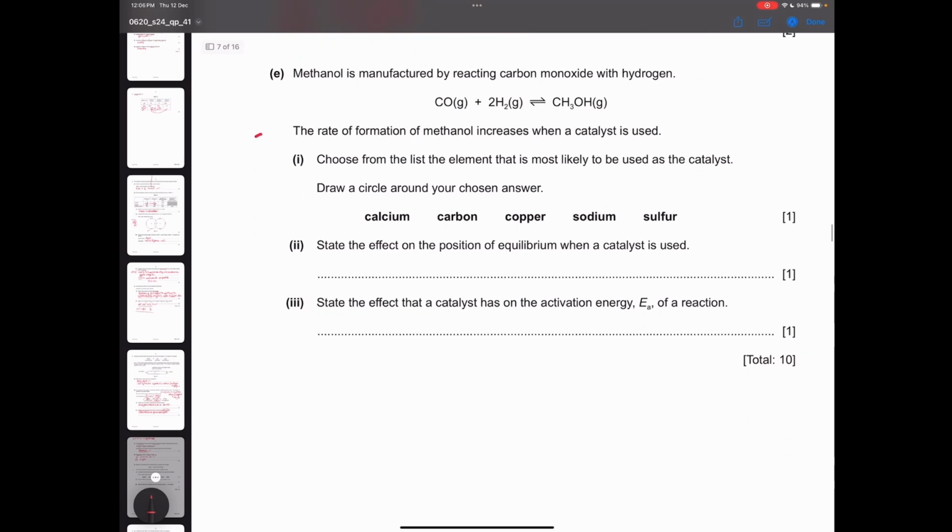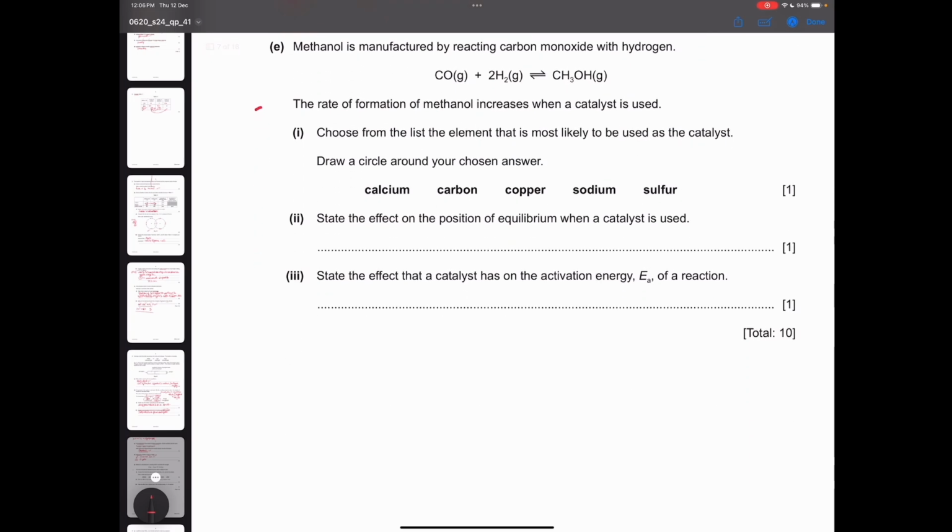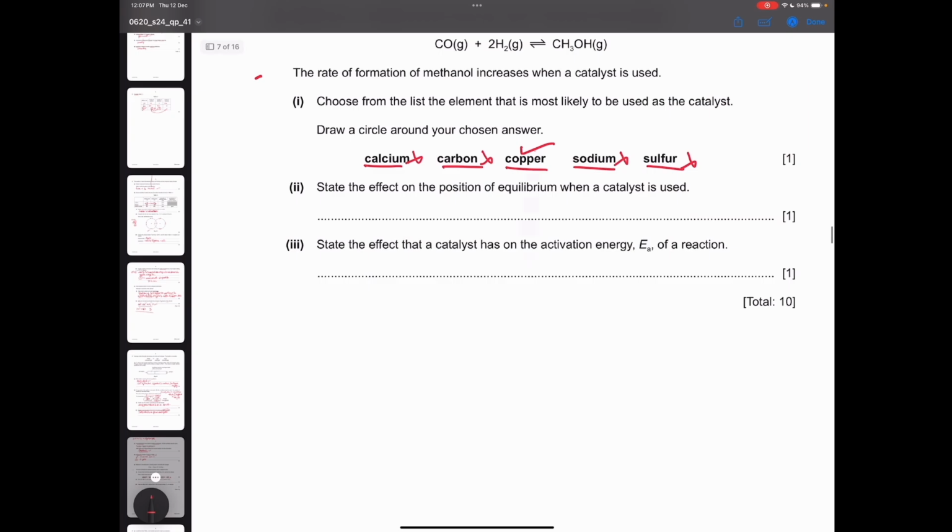Methanol is manufactured by reacting carbon monoxide with hydrogen. Alright. The rate of formation of methanol increases when a catalyst is used. Alright. Choose from the list the element that is most likely to be used as a catalyst. We know that transition metals are used as catalyst. Is this a transition metal? No. This? No. This? Yes. This? No. This? No. What is the answer? Copper. Alright. You have to draw a circle, so just mark a circle.